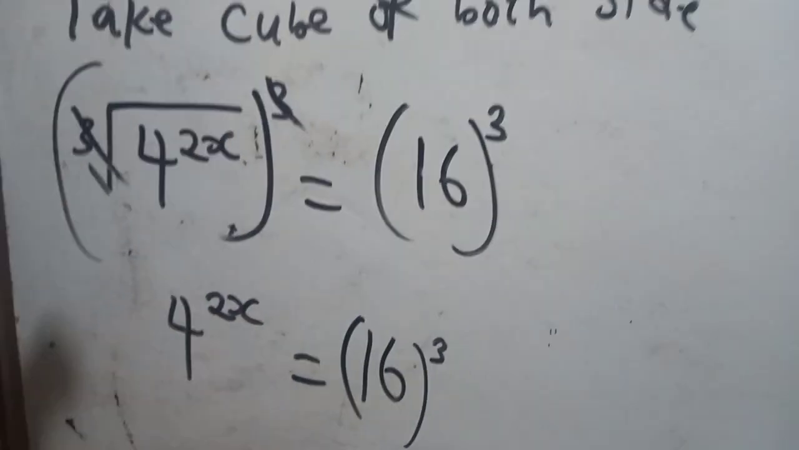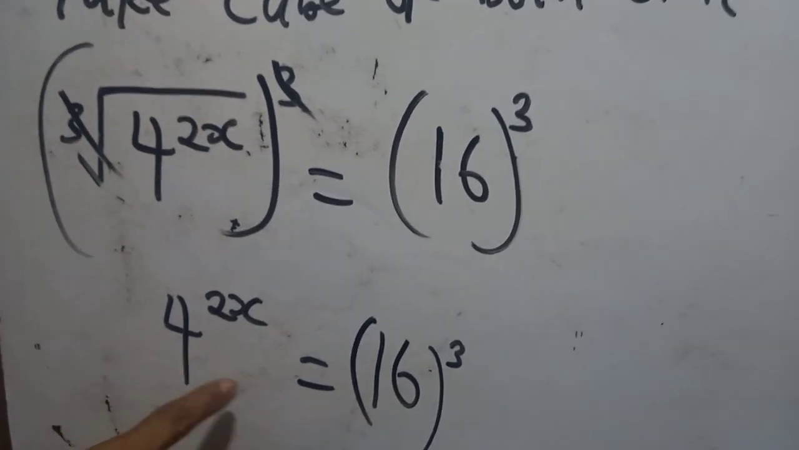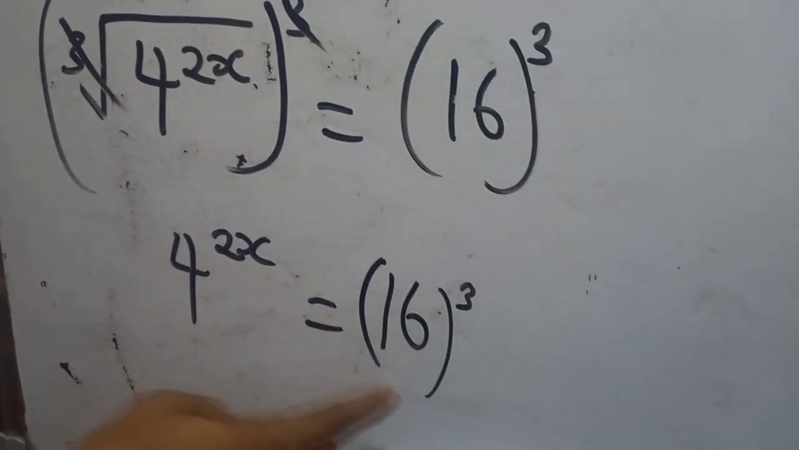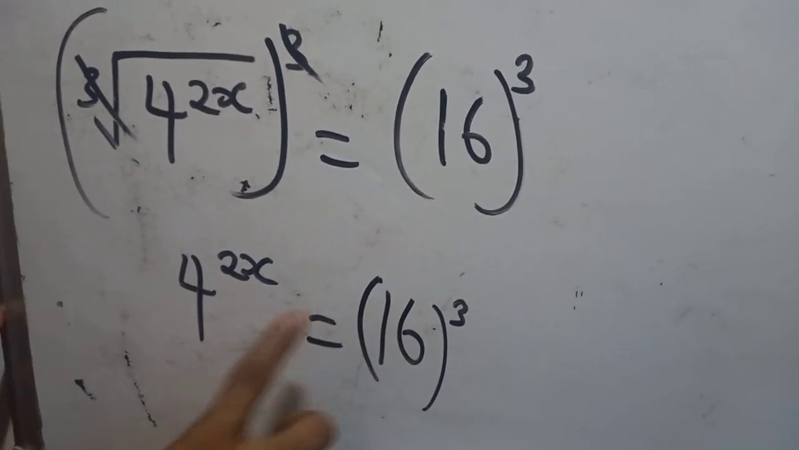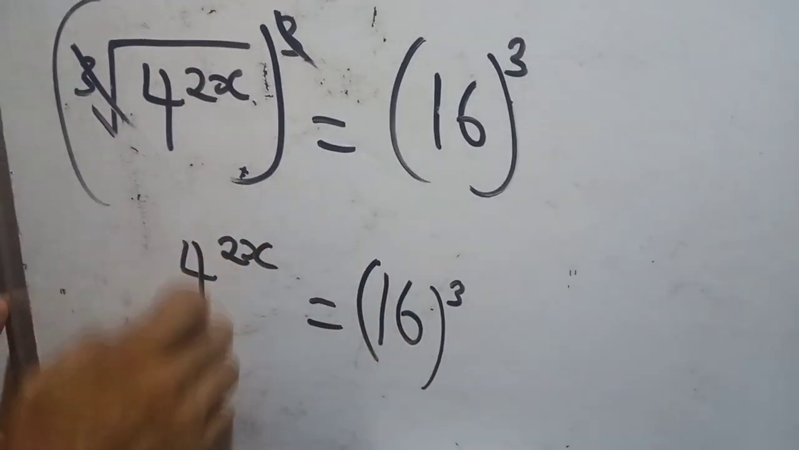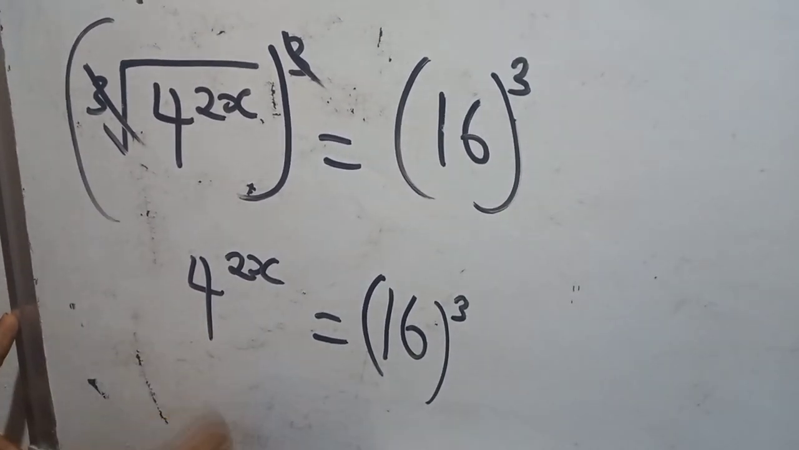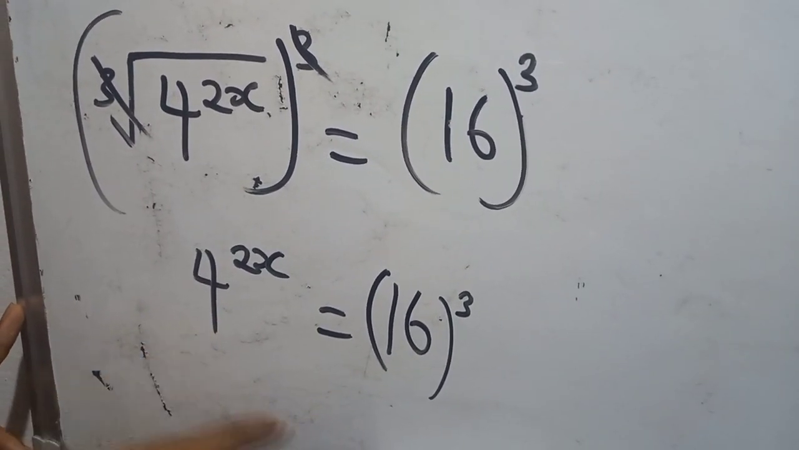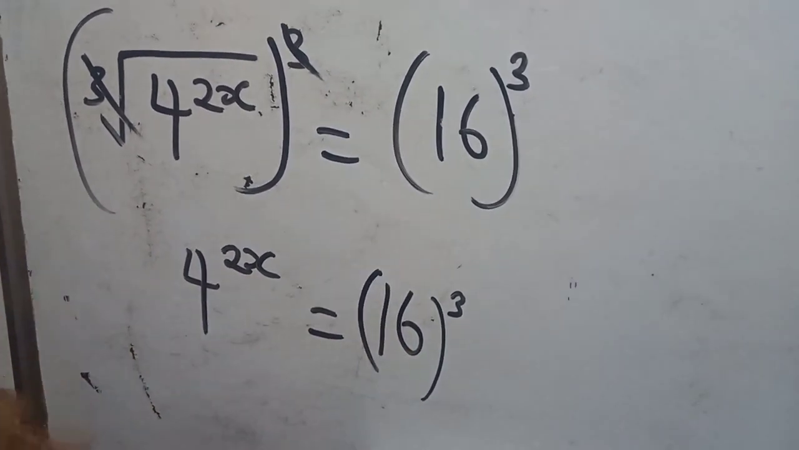So now what I'll do next is look for the base, because for me to eliminate the bases, the base must be in the same index form. And here is base 4. So here must also be base 4. So what will I do?